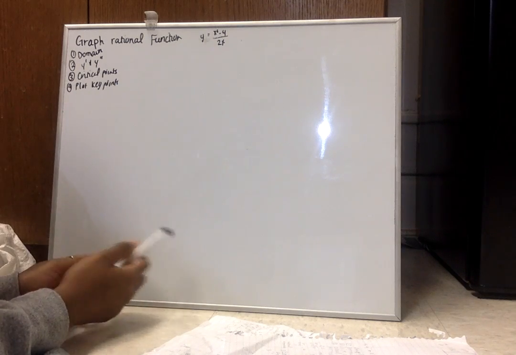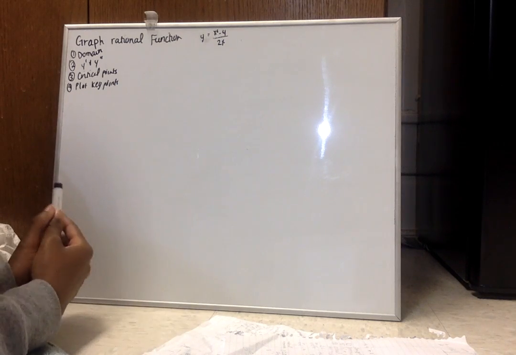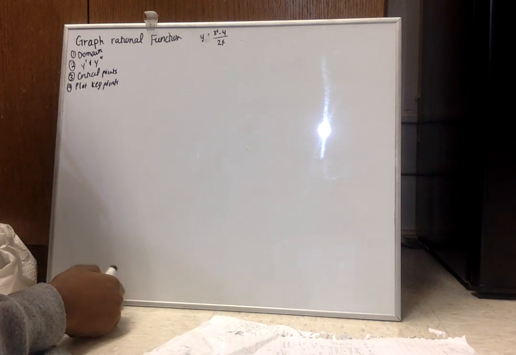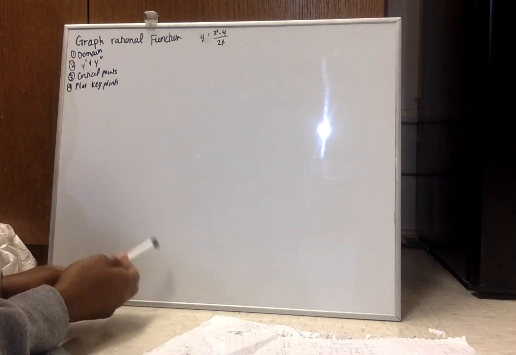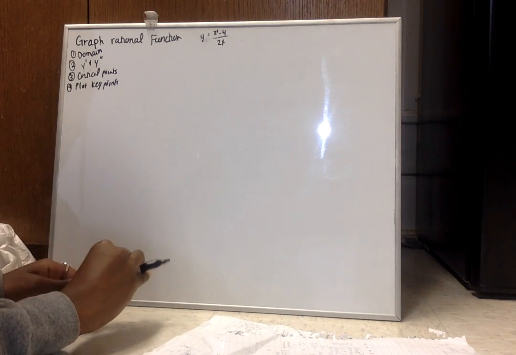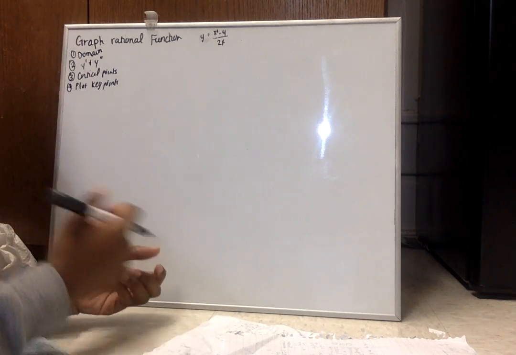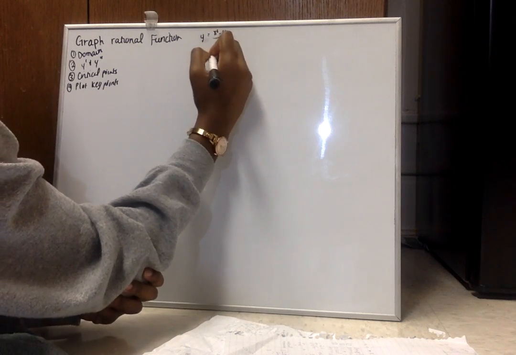So for this video, we're going to be graphing a rational function, y equals (x squared minus 4) over 2x. So we're going to use these tools in order to help us graph it. So first, why don't we find the x-intercepts of this function. X-intercepts of this function occur when y equals 0.